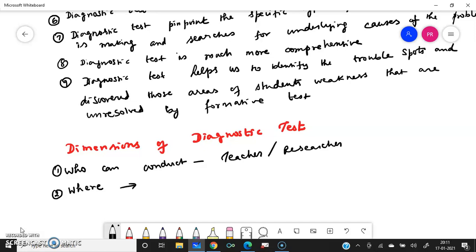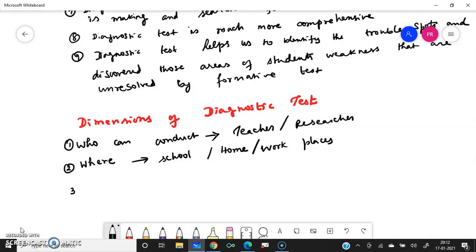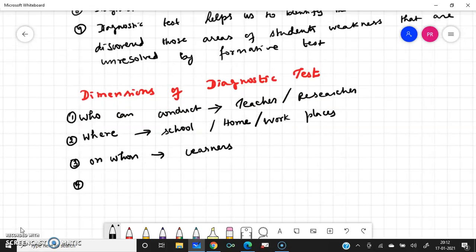Where are you doing it? Obviously in the school, right? School, where students are there. Or when it is online teaching, home, or other places, but normally it is only school. The third one is on whom. Obviously it is the learner. It is for students. You are going to apply it on students. You are going to test the students.